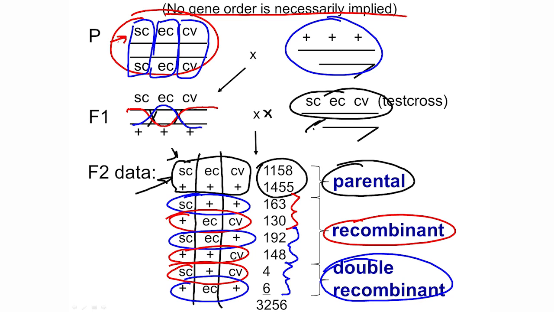We didn't get to the map quite yet, but we're going to see how we can put this all together. But for now, realize there's a little strangeness going on in here, but generally speaking, the parentals will always be the highest number, right? The double crossovers will always be the lowest number. It depends on the exact location of the other loci.